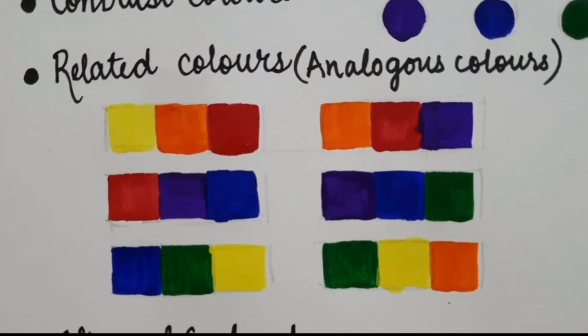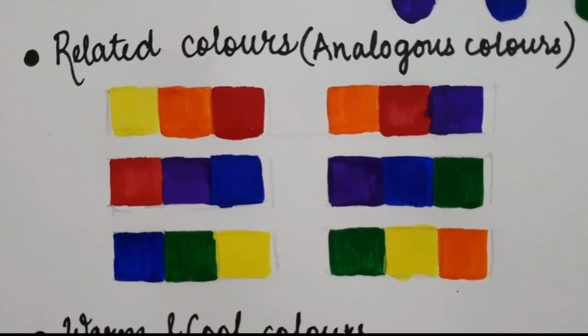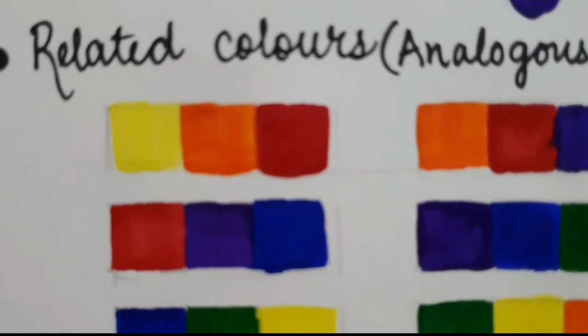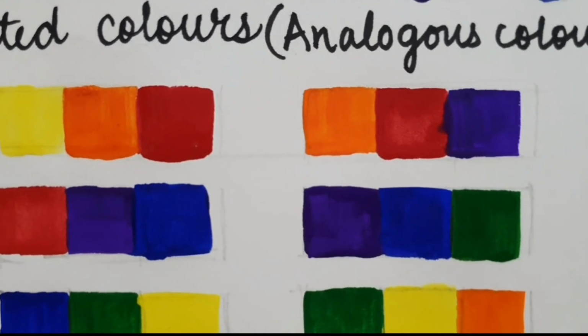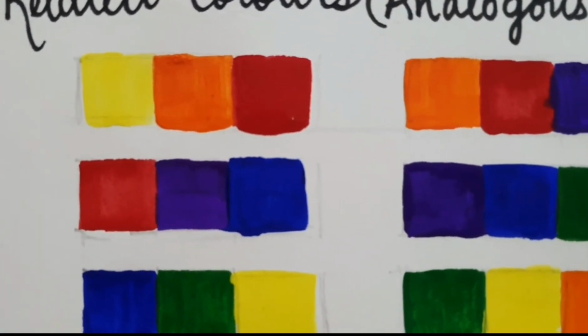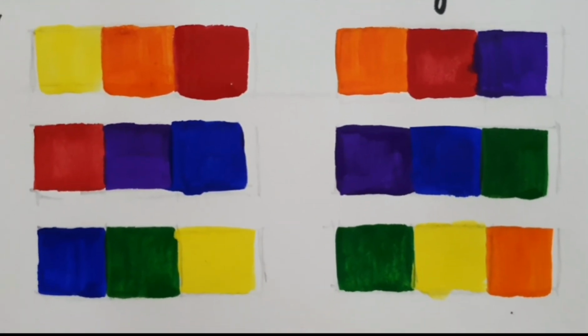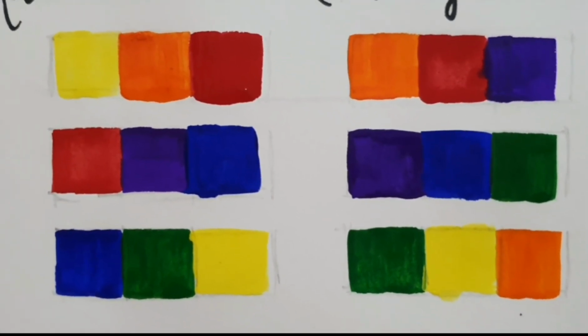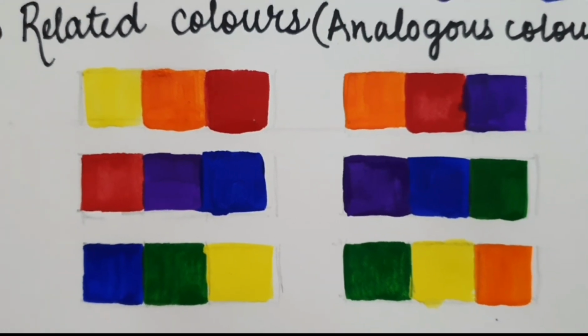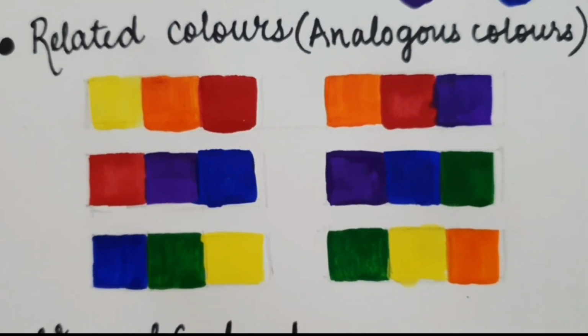Now you can have a look at the color schemes that I have already painted. If you see the first one, yellow, orange, red, then orange, red, purple, red, purple, blue, purple, blue, green, blue, green, yellow, and the last one green, yellow, orange. So these are the 6 analogous color schemes that you can use in your artwork.